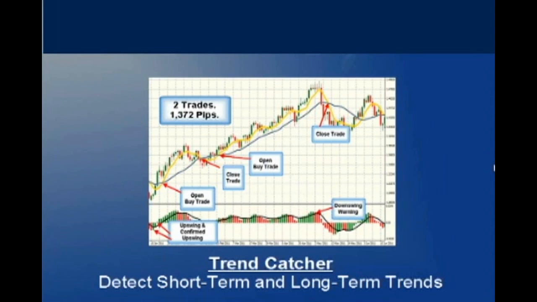Trendcatcher. Detect short-term and long-term trends. The idea basically is to look for the moving average crossovers. When they cross and when they're attacking in a nice way, that's a good entry point to open a buy trend. Down here we've got the MACD that's been customized for ourselves, and we're looking at that for upswings and downswings, both as ways of getting into a trade and ways of looking at warnings for getting out of a trade.